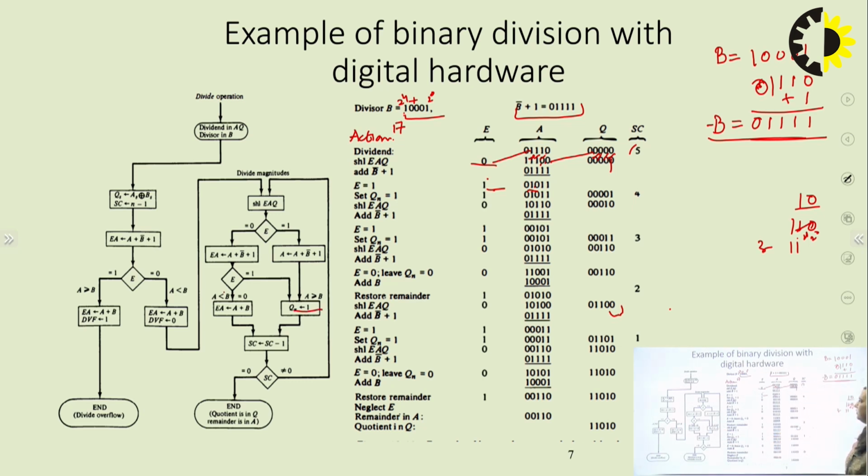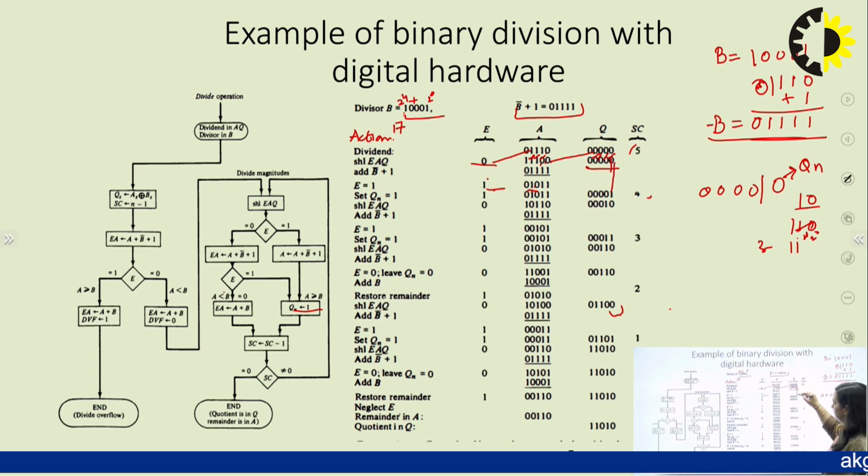Now what is the Q1 bit? After shift left, we get this value 0, 0, 0, 0, and we are appending 0 here. So this is the Qn bit. This bit is known as the Qn bit. So if we get the value of E equal to 1 here, we will change this value to 1. So this value 0 is flipped to 1.